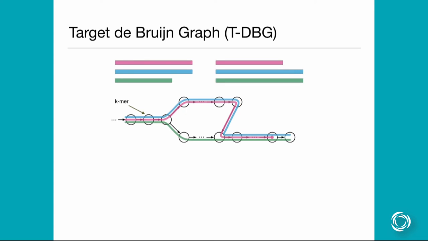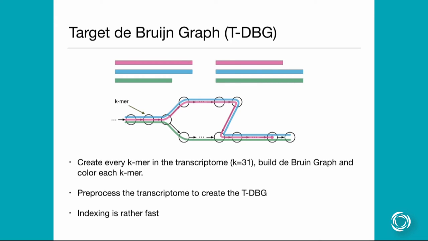Okay, so this is the data structure that gives us quite a bit of an advantage in Kallisto. It's called the target de Bruijn graph.